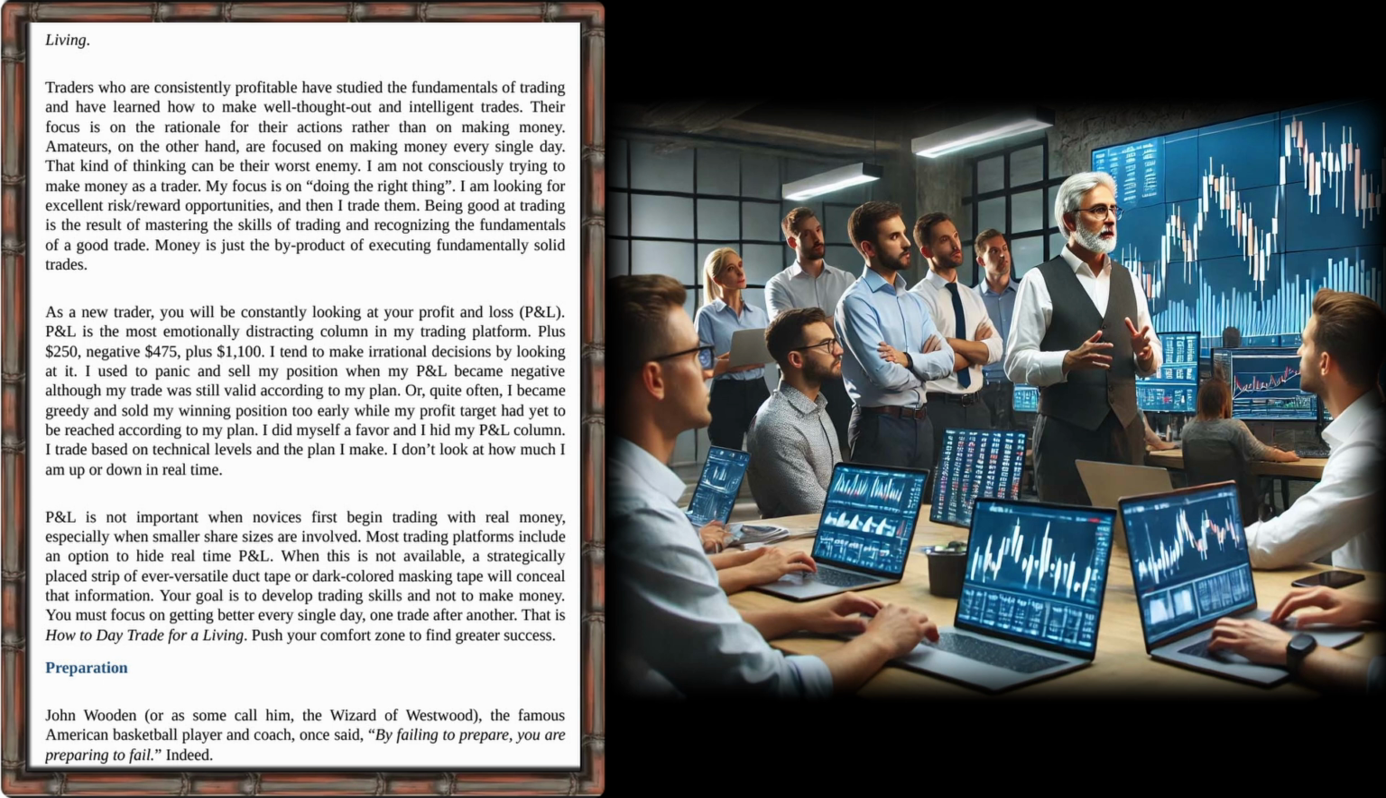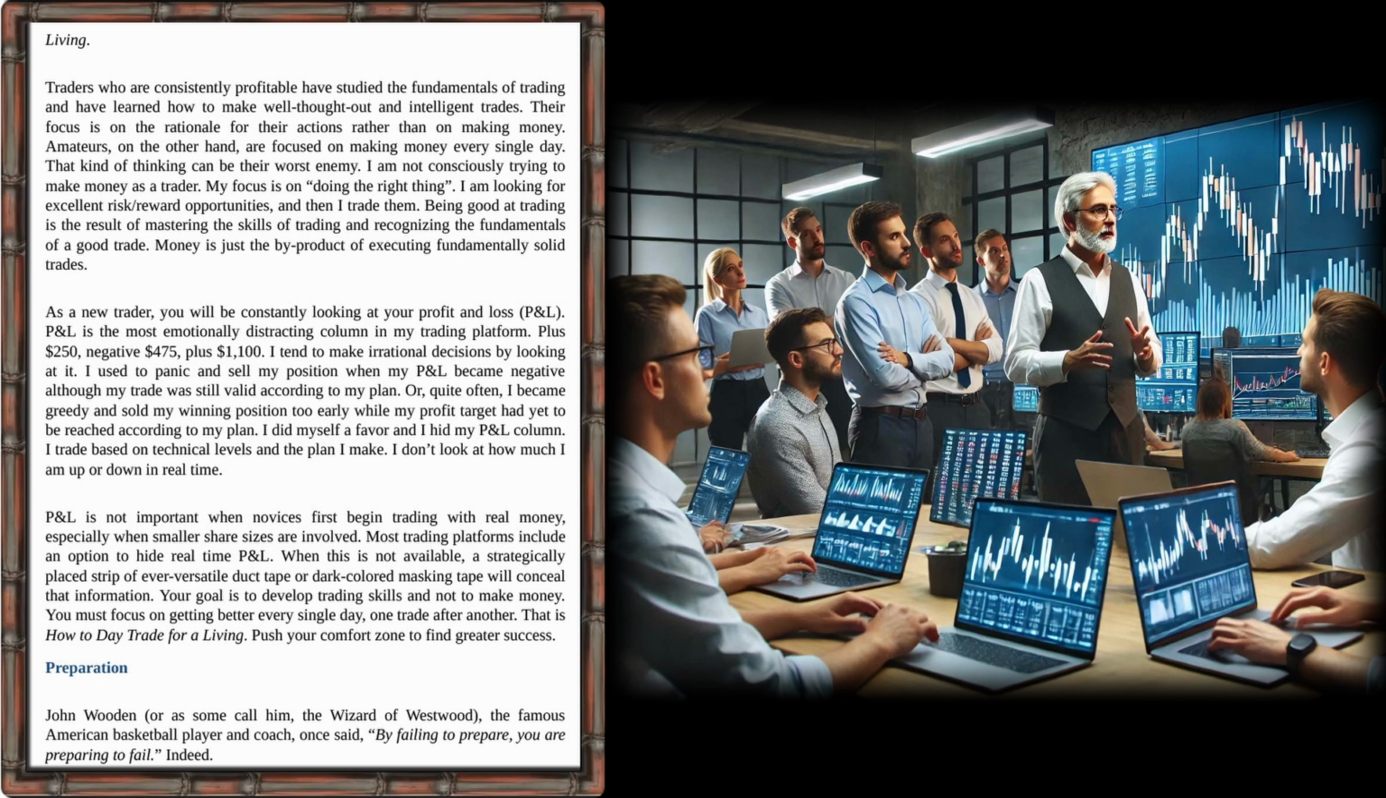As a new trader, you will be constantly looking at your profit and loss, P&L. P&L is the most emotionally distracting column in my trading platform. Plus $250, negative $475, plus $1,100. I tend to make irrational decisions by looking at it. I used to panic and sell my position when my P&L became negative, although my trade was still valid according to my plan. Or, quite often, I became greedy and sold my winning position too early while my profit target had yet to be reached according to my plan.